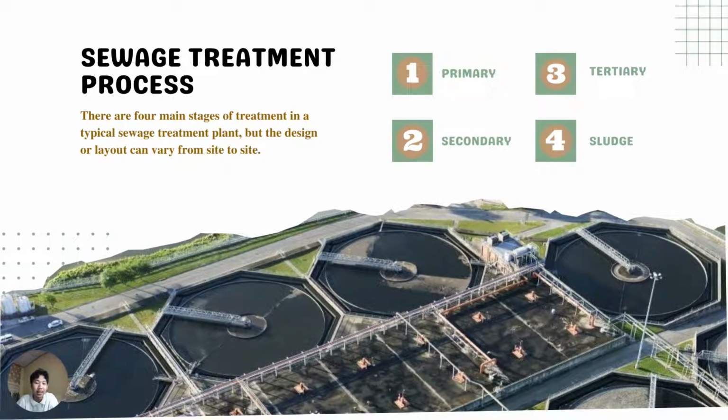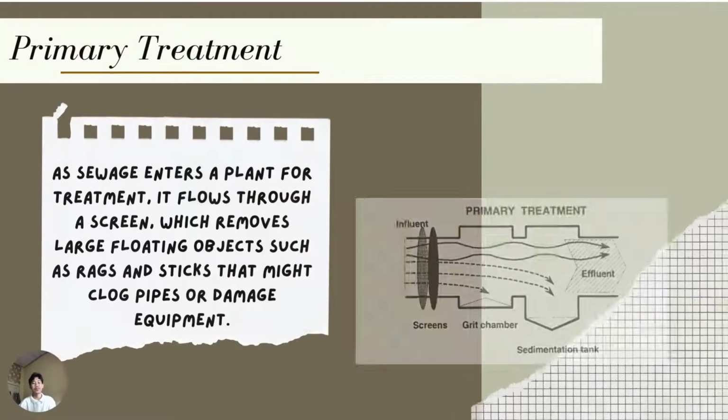There are four main stages of treatment in a typical sewage treatment plant, but the design or layout can vary from site to site. The first step is primary, and also secondary, the third one is tertiary, and the last one is sludge. Therefore, there are four main treatments for the STP itself. Next.